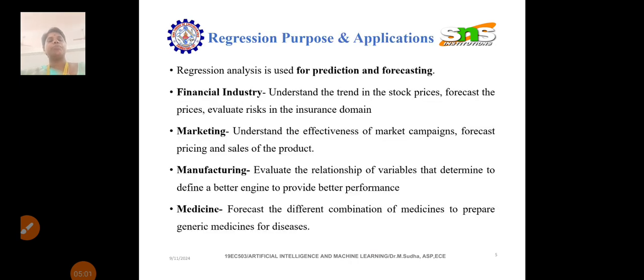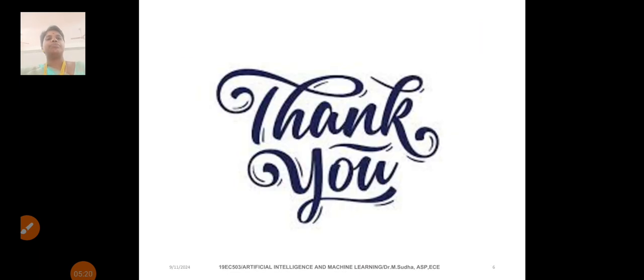Next, the purpose of regression and its applications. Regression analysis is used for prediction and forecasting in the financial industry, marketing, manufacturing, and medicine. These are some of the regression applications, and the purpose is mainly prediction and forecasting.